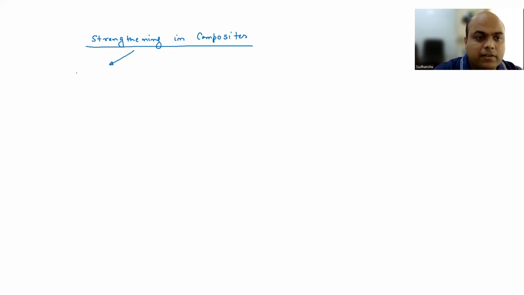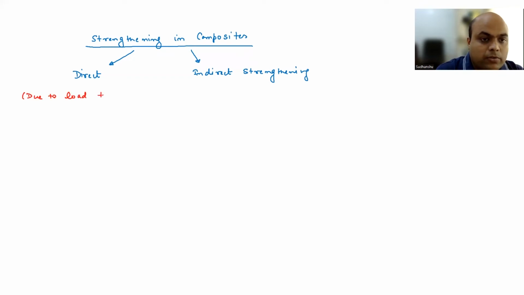So there are two types. One is direct strengthening and another one is indirect strengthening. The direct strengthening is the fundamental part of strengthening in composite, which is because of the load transfer between the reinforcement and the matrix. Okay, so this is due to load transfer from the matrix to reinforcement.